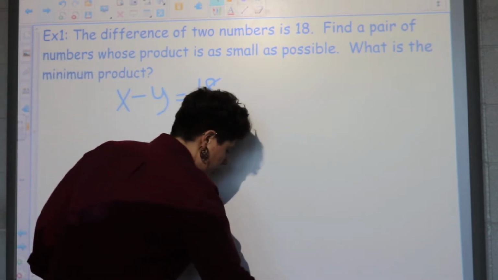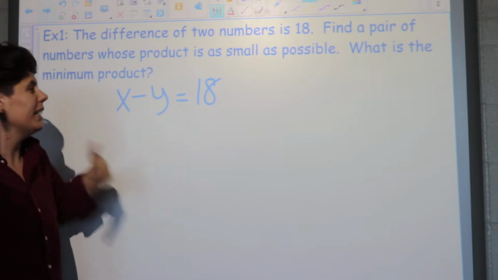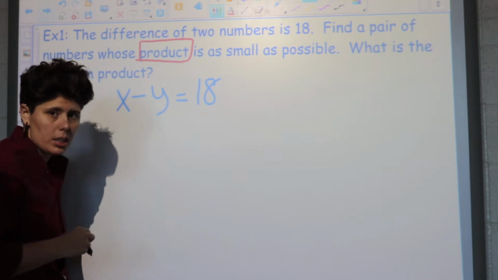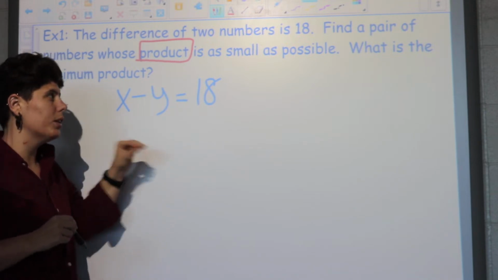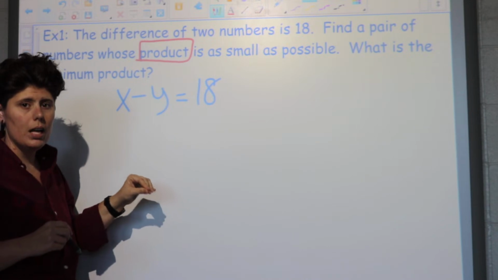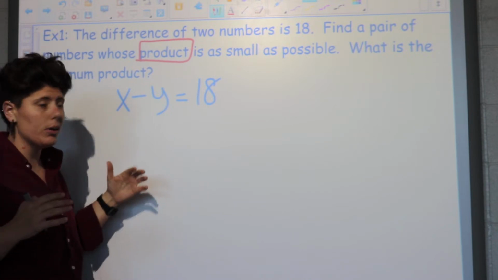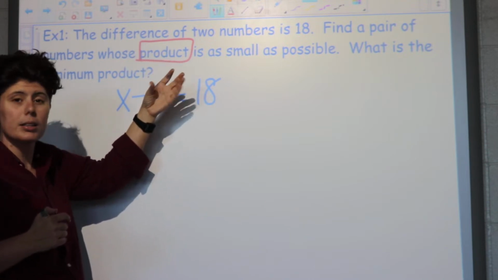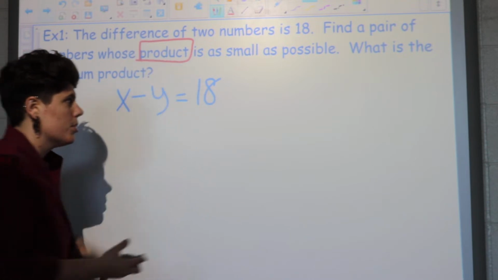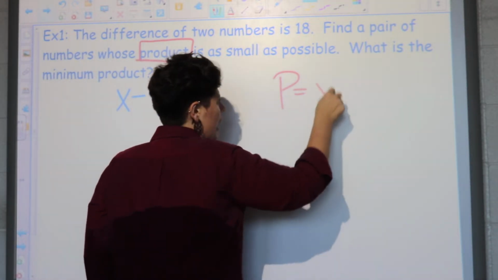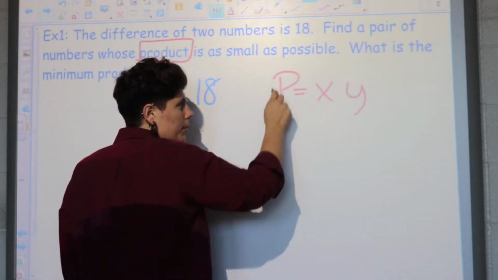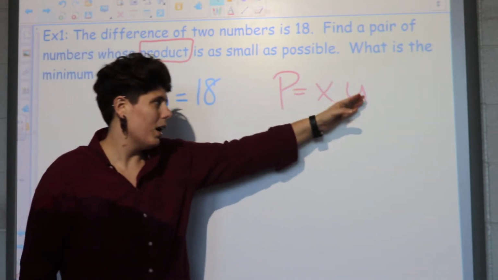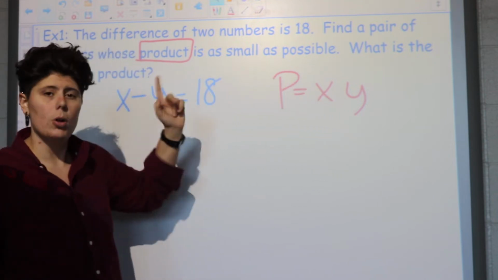Now, I cannot solve a single equation for two variables, so I need to read a little further and see what it's talking about. It says the word product. Product means multiplication, and I want that multiplication to be as small as possible. Because it says product is as small as possible, I'm going to use P for product. So I know that P equals xy, because the product of two numbers is just when you multiply them together. So I have the product of xy, and I want to make it as small as possible.